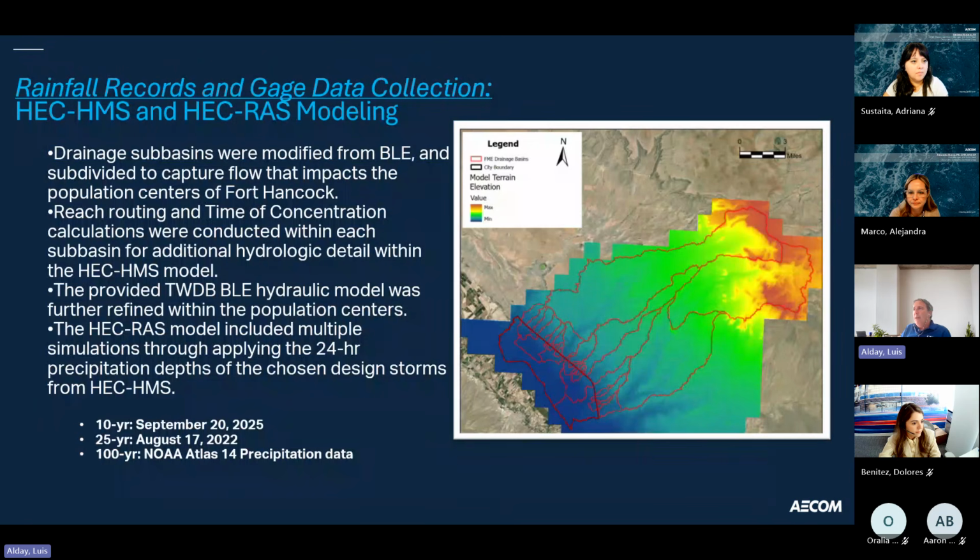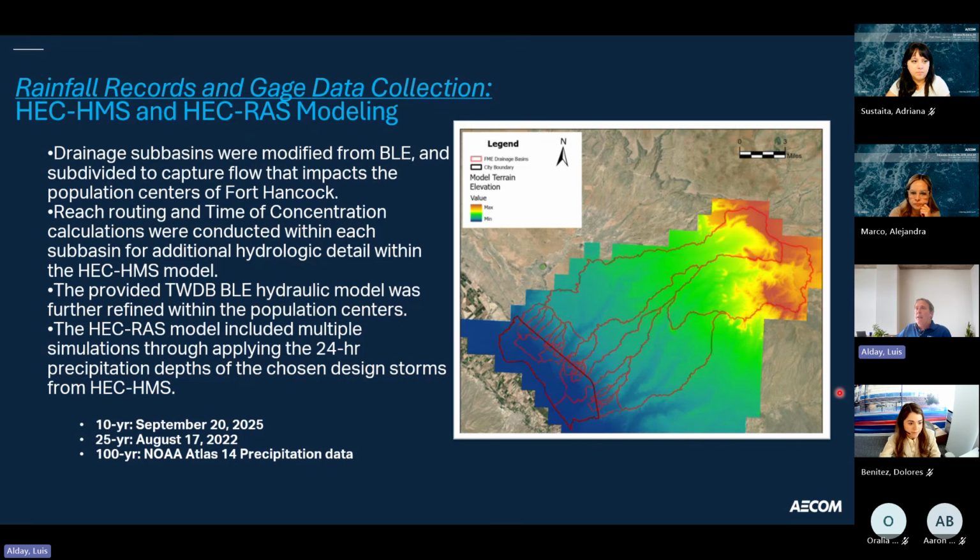So again, like I was saying, the team from El Paso, that is Dolores, Alejandra, and Adriana, ran the hydrology for determining the flows that were incoming into Fort Hancock. For this, they did a refinement of the watershed boundaries, calculated time of concentration, and evaluated the land use and the soil type for determining the infiltration after a rain event. They also studied the dams upstream, to make sure that we fully understand how much those dams are attenuating flows going downstream to Fort Hancock.